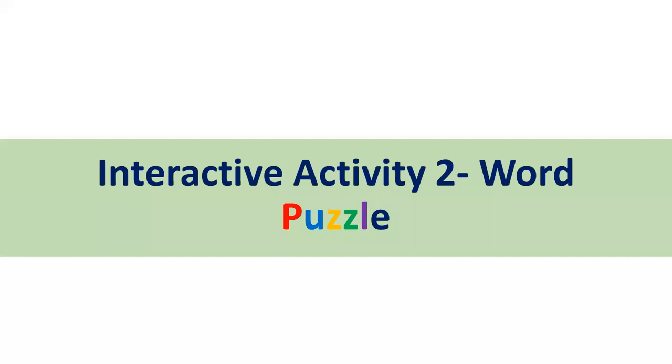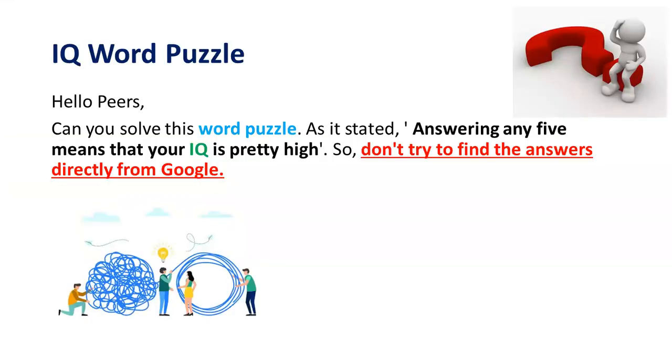This is the first activity, and it's about a puzzle. You could call it an IQ word puzzle. I have a picture for you all. There are some hidden words, so keep that in mind. There are some hidden words in that puzzle. You need to find those hidden words as a group.